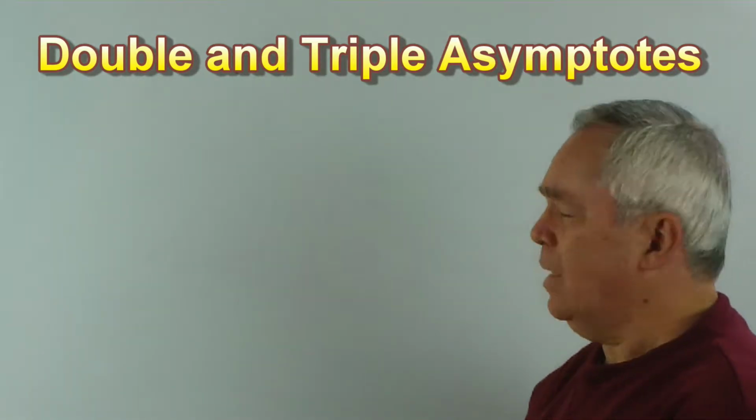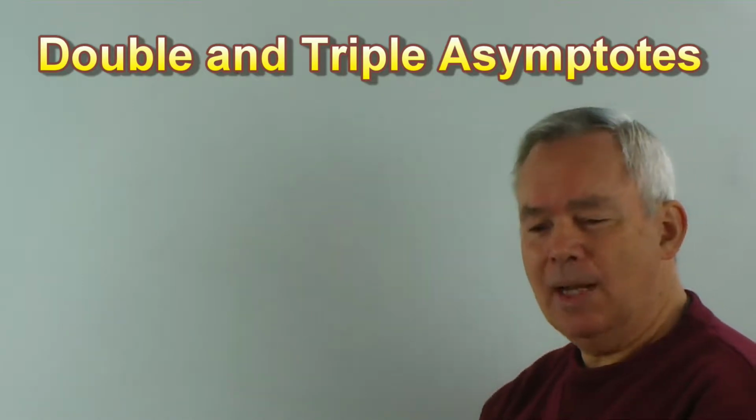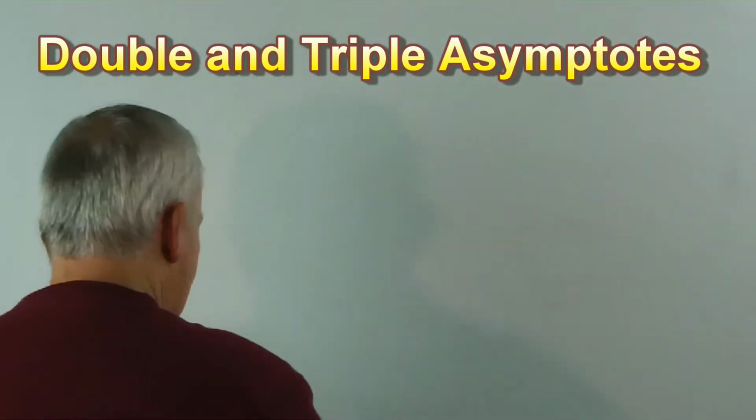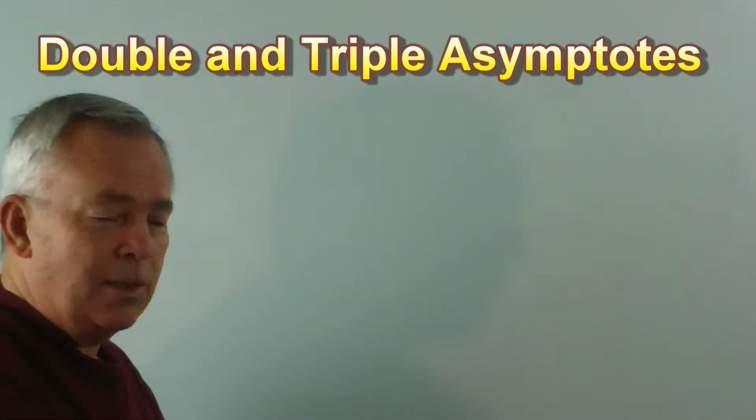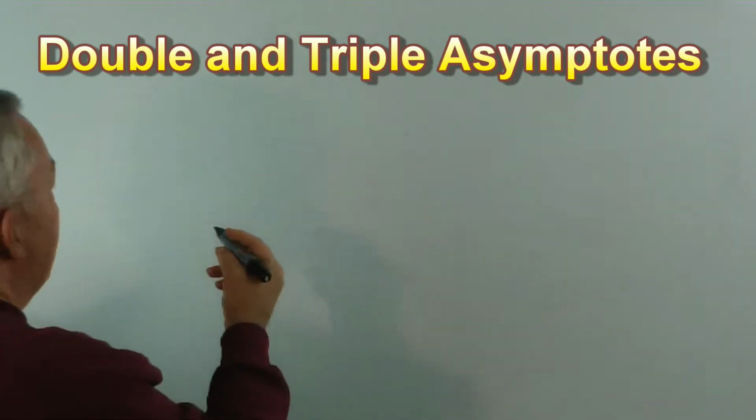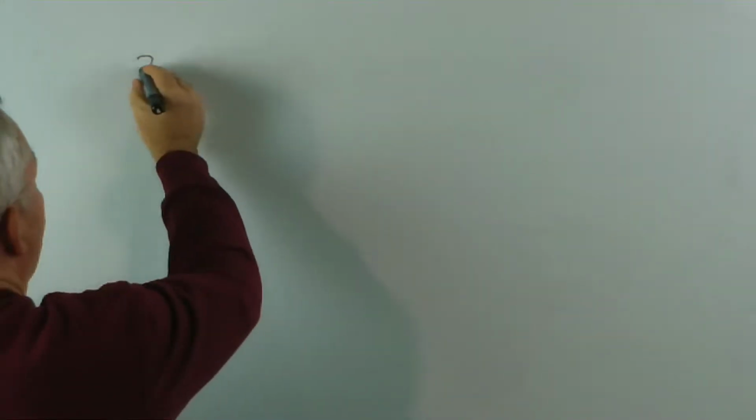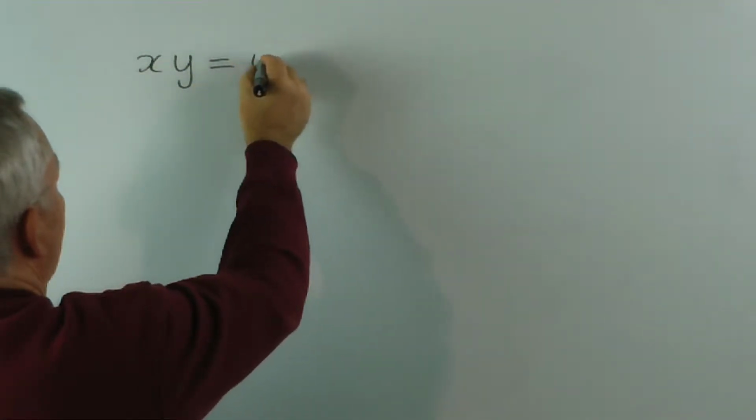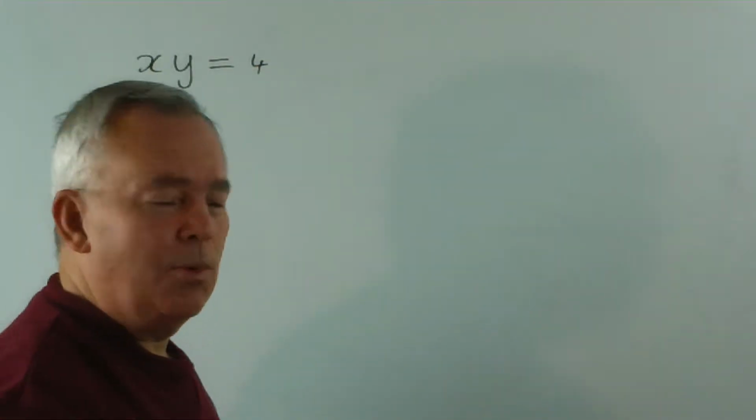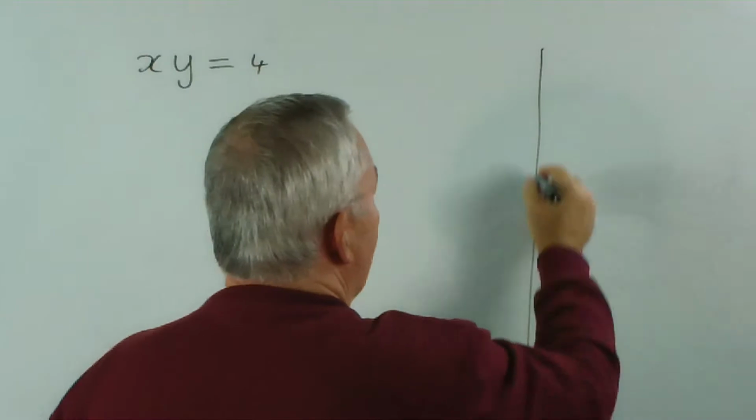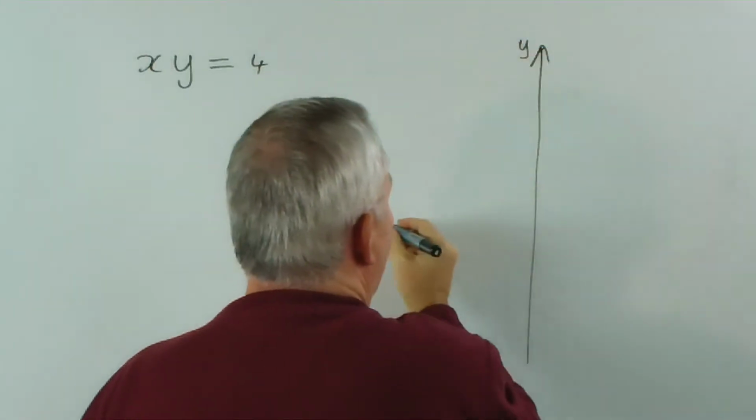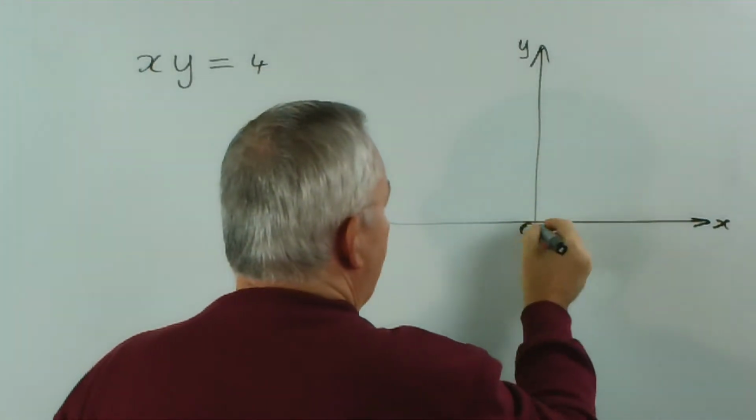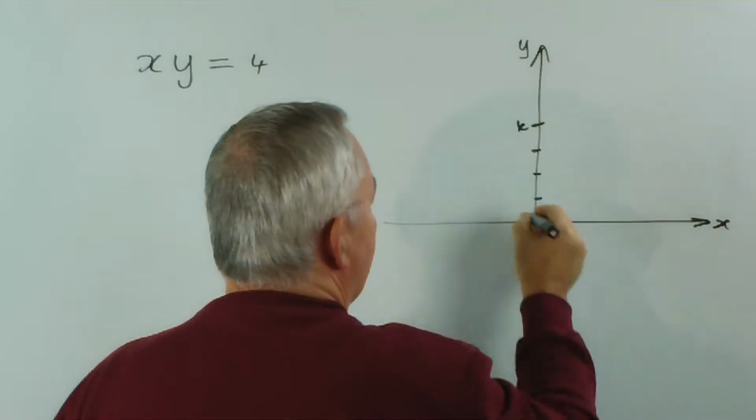Well, in this video we're going to discuss double and triple and quadruple asymptotes. Again, this is certainly not taught in New South Wales schools, but we're going to start by looking at a very, very simple hyperbola, xy equals 4. This is one we've graphed a number of times in the past. And let's just plot the points.